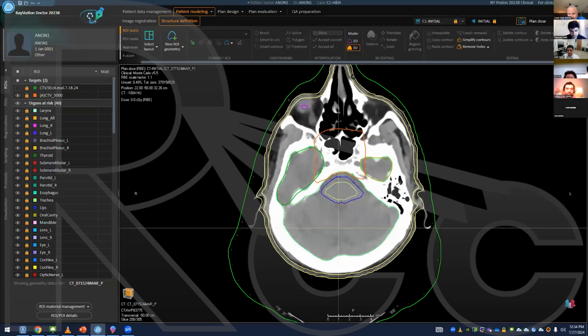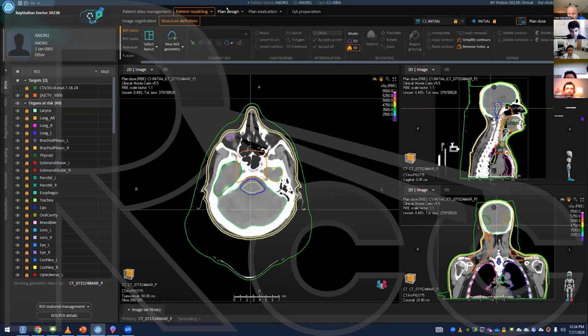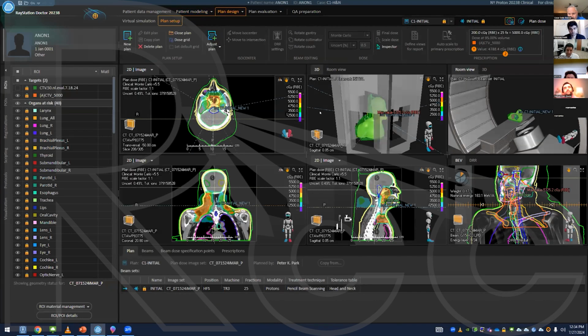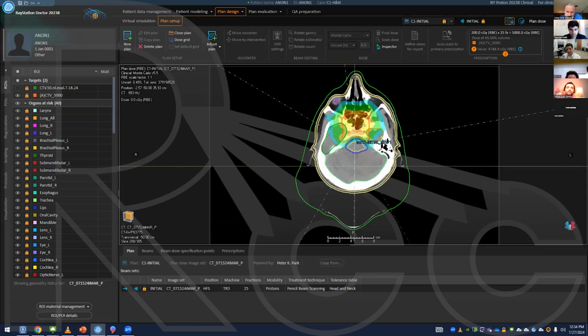Good. And now, as Dr. Malik did, I'm going to go to the plan design. And so with protons, they can be treated in different techniques, uniform distributions, optimized distributions. And so this is a multi-field optimization method for planning. So you'll see that there's beams coming from these different angle points.